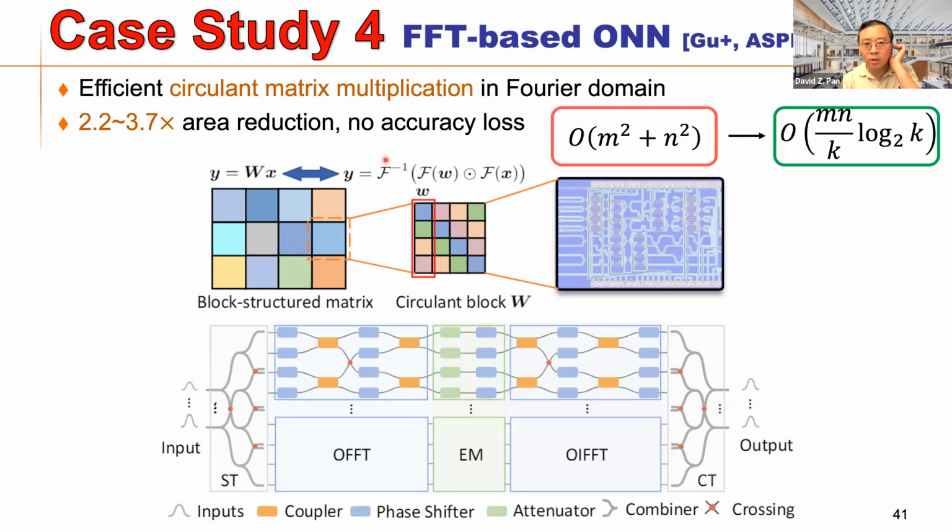So let me show you a couple of case studies so that you can get some sense. For example, in the original MIT paper, their building block is the MZI, right? And we found that actually you don't have to use MZI. You can directly use devices like couplers, phase shifters, and attenuators, and you can build optical FFT and inverse optical FFT structures. They can also do matrix multiplication, but it has to be a special matrix multiplication, the so-called circulant matrix multiplication in the Fourier domain. I won't go into details, but basically we show that by using our new architecture and algorithm, we can get 2 to 4x, about 3.7x area reduction without accuracy loss.